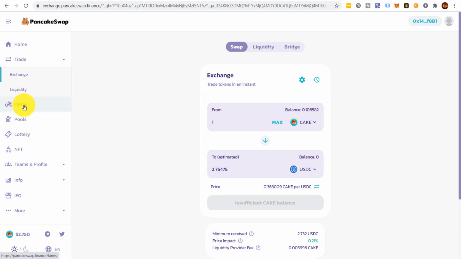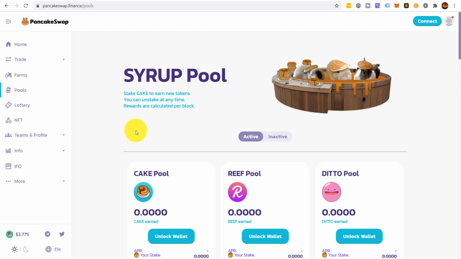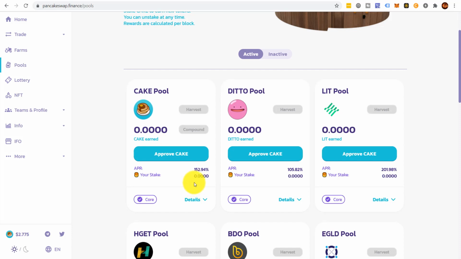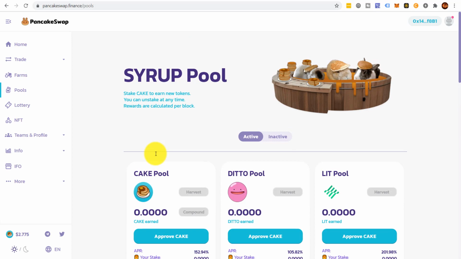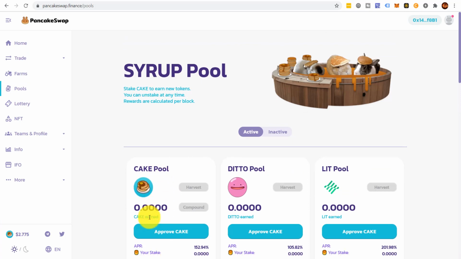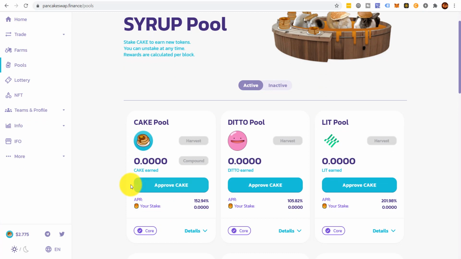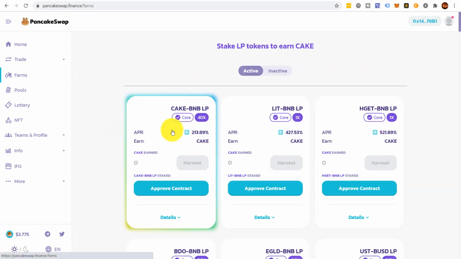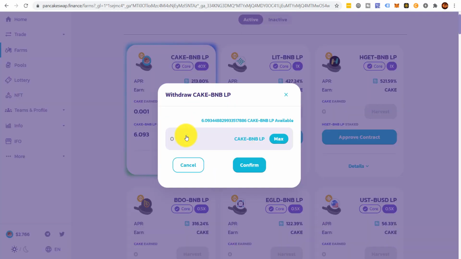And now, here's the thing. Once you have Cake tokens, what you can do is come over to Pools. And you can put Cake tokens in here and you'll start earning Syrup tokens. You're going to earn about 152%. Now the Syrup token is a governance token for the platform. In theory, it's similar to the Uni token on Uniswap. If you wanted to unravel all this later on, you would have to first come here. You would have to unstake your Cake tokens. And then you would have to go over to Farms. You would come here. You would click this. You would click max. Confirm.